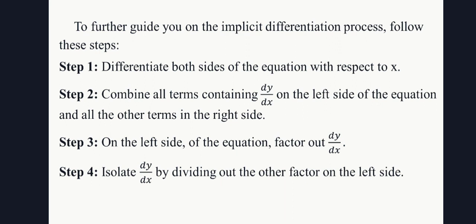So para mas maliwanag, meron tayong steps to follow. So to further guide you on the implicit differentiation process, ito yung mga susundin natin. Step 1, differentiate both sides of the equation with respect to x. Step 2, combine all terms containing dy over dx on the left side of the equation at yung ibang mga terms naman nasa right side. Step 3, on the left side of the equation, we will factor out dy over dx kasi yun yung hinahanap natin. Then step 4 naman, we will isolate dy over dx by dividing out the other factor on the left side.